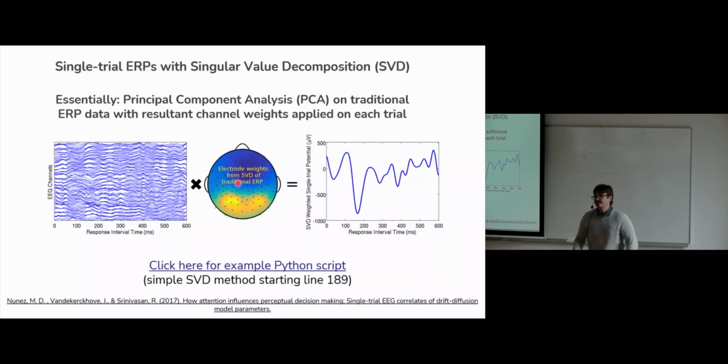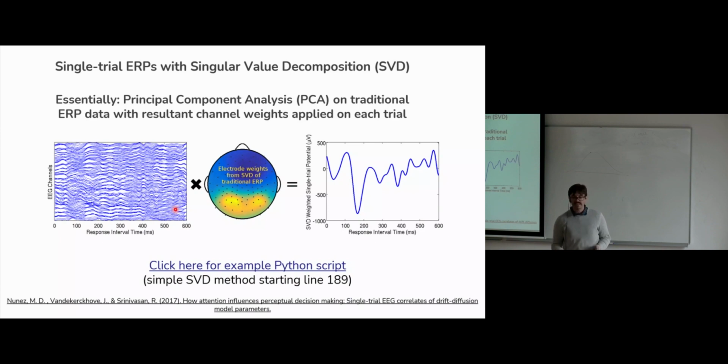I have this weight over electrodes, and I apply these weights to the single trial data. This is one single trial of filtered EEG in this example. Applying these weights gives me a better estimate of my single trial event-related potential. It's a property of doing this weighted averaging over where I think the ERP should be. Essentially, this is what you're doing with ICA and any decomposition that finds weights over channels.